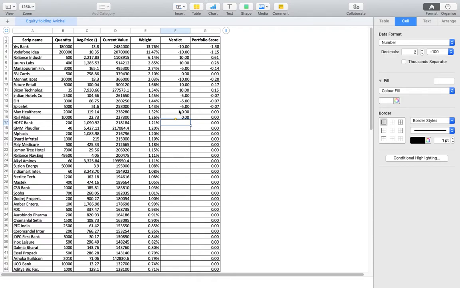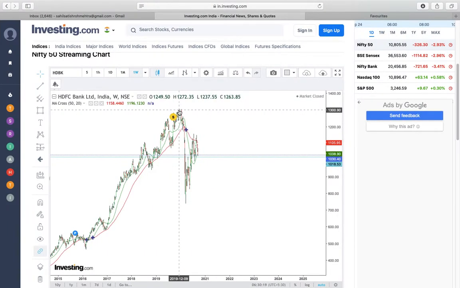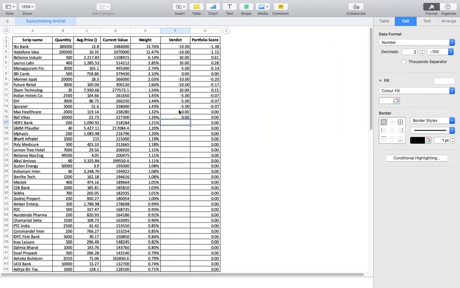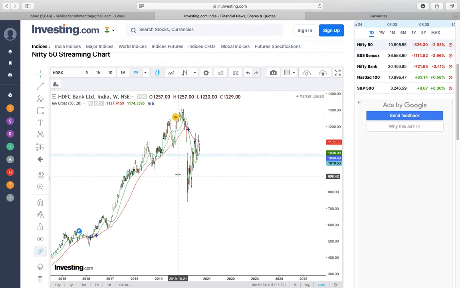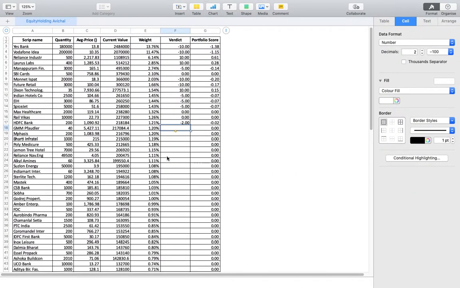So I would exit HDFC Bank, and I think the most suitable rating for this could be another -5 because of a potential. Maybe -5 is too strict. Maybe I could give it a -2 because it doesn't have too much of a downside. It's 15% downside, but we don't want to see it actually. So, but it's still an exit.